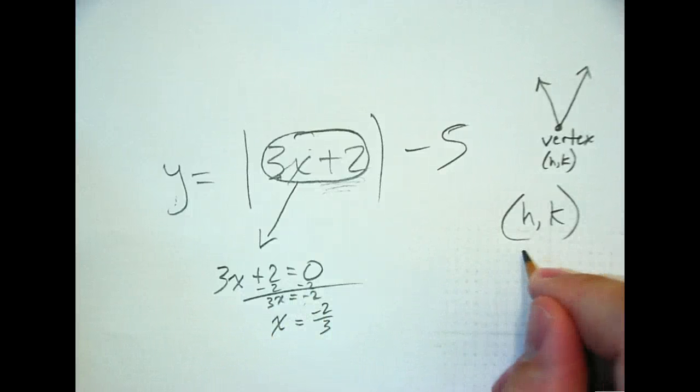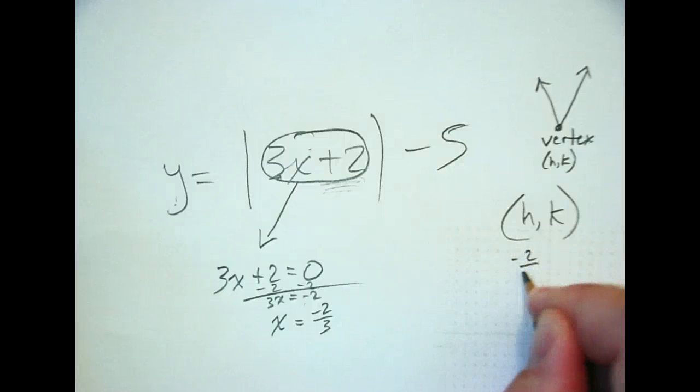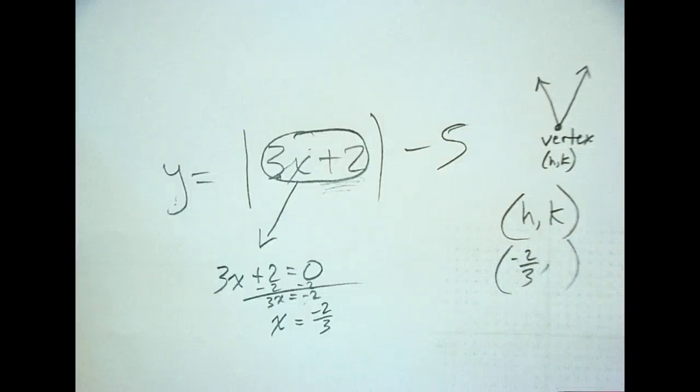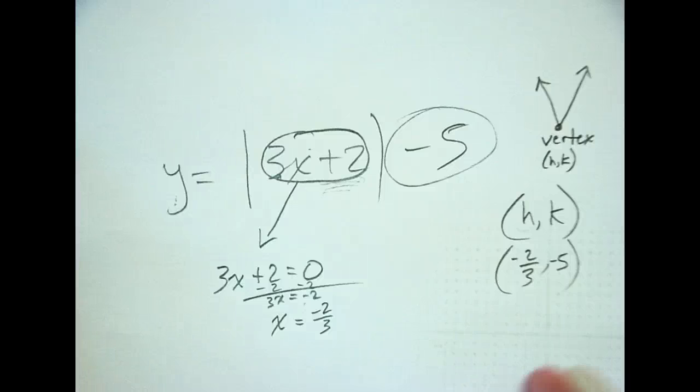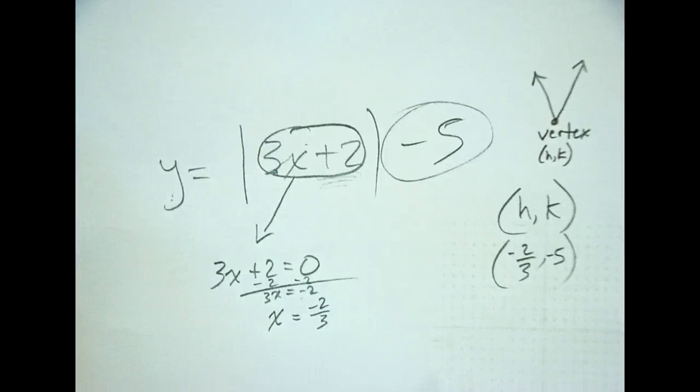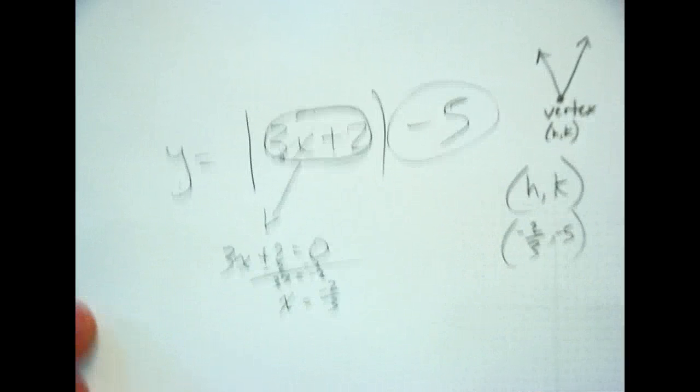That means our h value is negative 2/3, and our k value is? Negative 5. It's always the thing on the outside. That is our vertex. That's going to be a big point of emphasis today. Now let's see if you guys can remember that, the whole class.